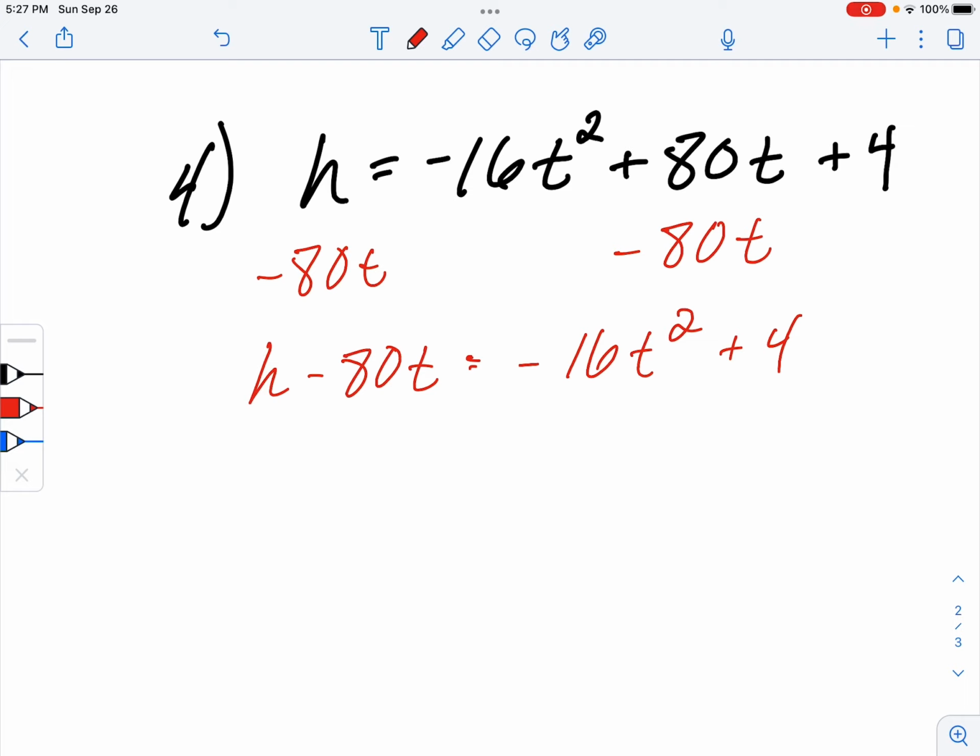Be careful when you do something like this. Students a lot of times want to try to combine these terms, h and this 80t. Remember, they are not like terms. If this was an h, I would have one h and then 80 more h's, and I could combine those. But since I have different variables, I can't combine them. So we just have to leave it as h minus 80t, and that's perfectly okay.